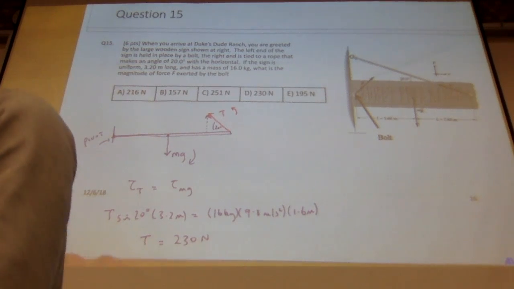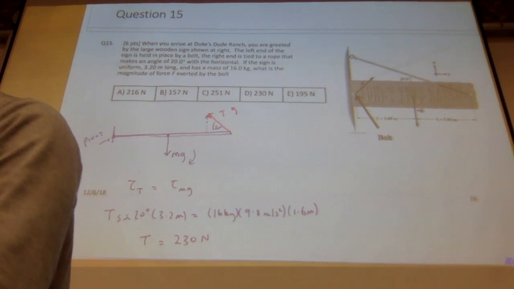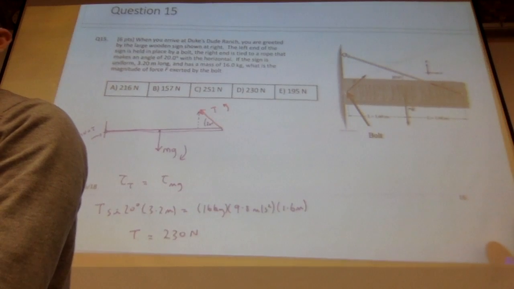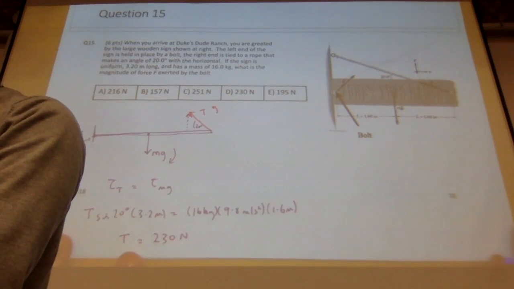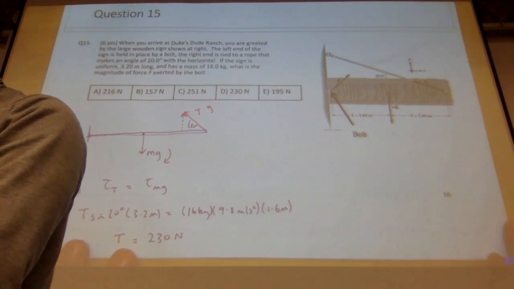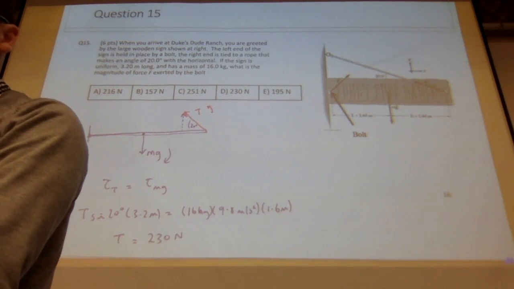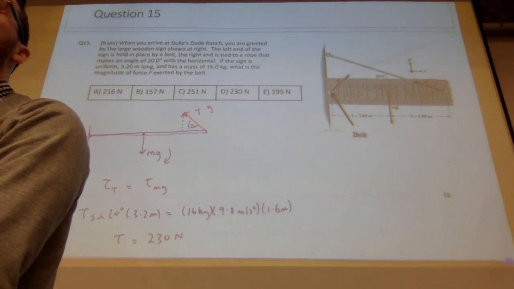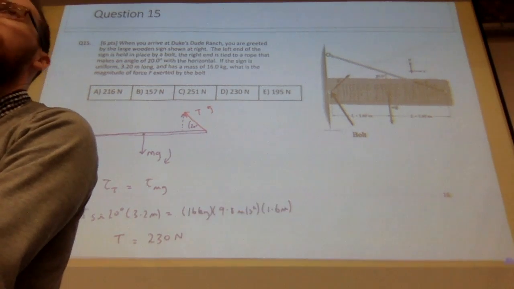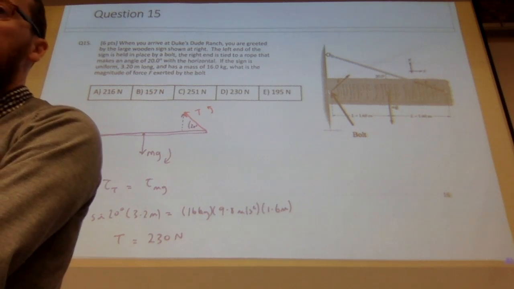And because of the symmetry in this problem, that's actually the answer. But just to show you the steps, if there's not a complete symmetry in the problem, this is how you would solve a slightly more complex question. Any questions so far? That could be a valid exam question, just solve for the tension.